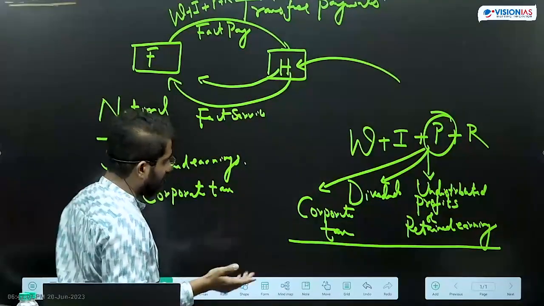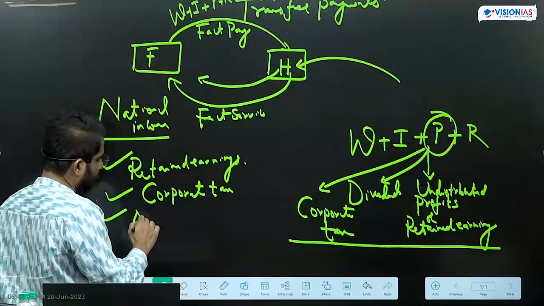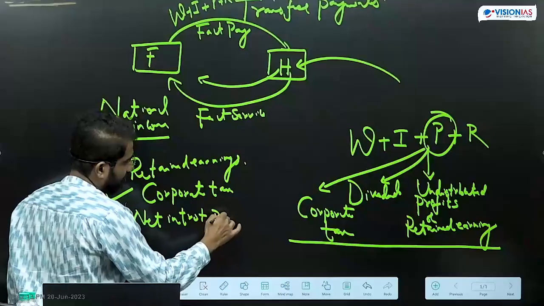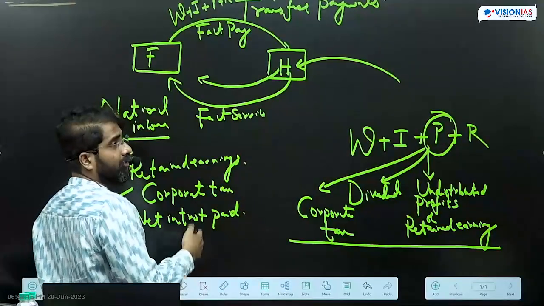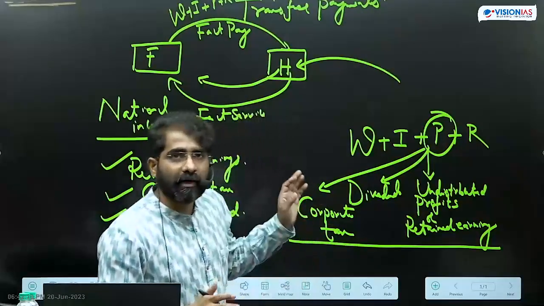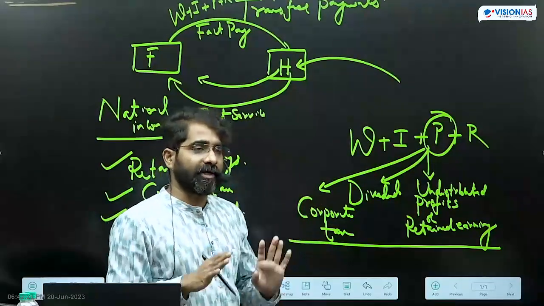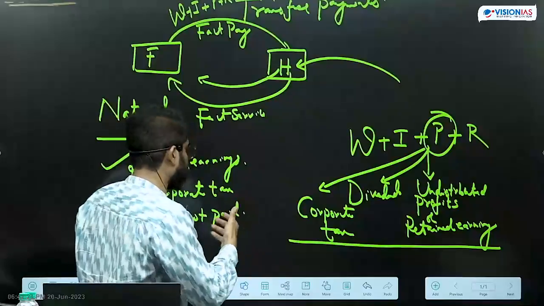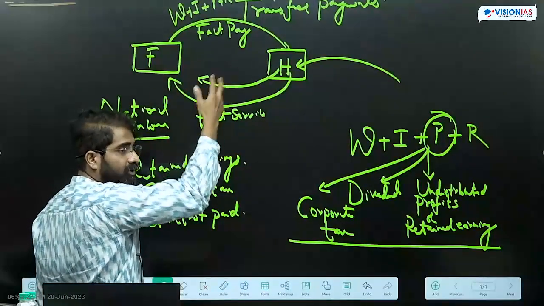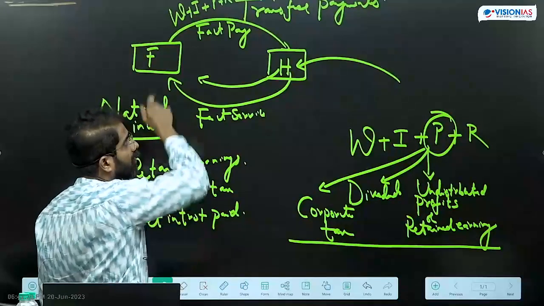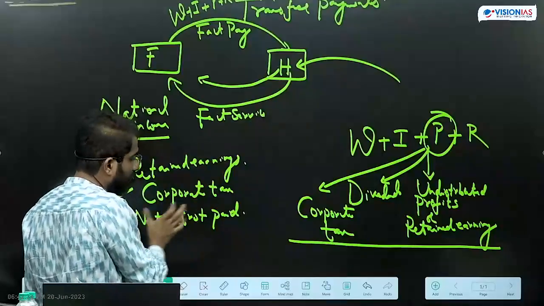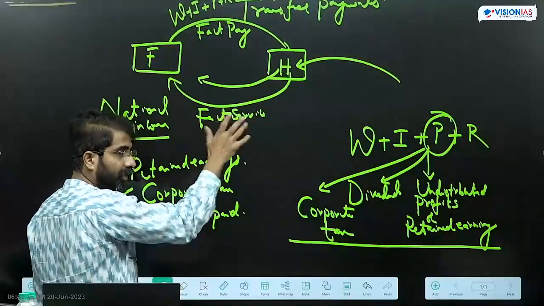Then there can be aspects like net interest paid. Net interest paid will also not be part of the personal income. Why? Because suppose the company has taken some loan from outside, from a bank, etc. From its profit, the company is going to pay the interest to the bank. So this interest which is moving out is also not going into the hands of the household. Therefore, this will also not be part of the personal income.